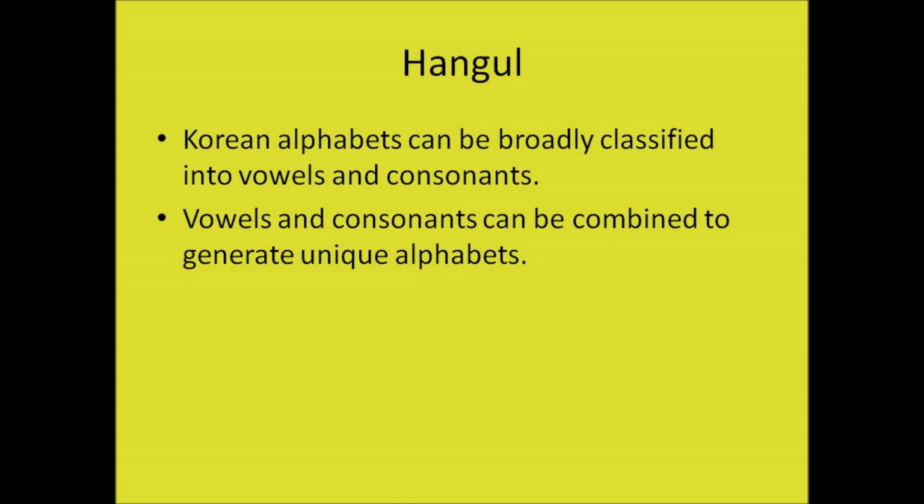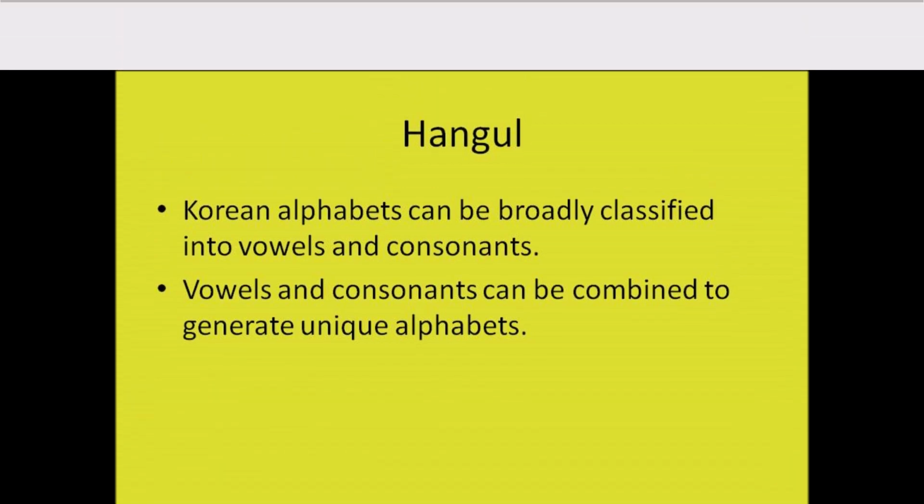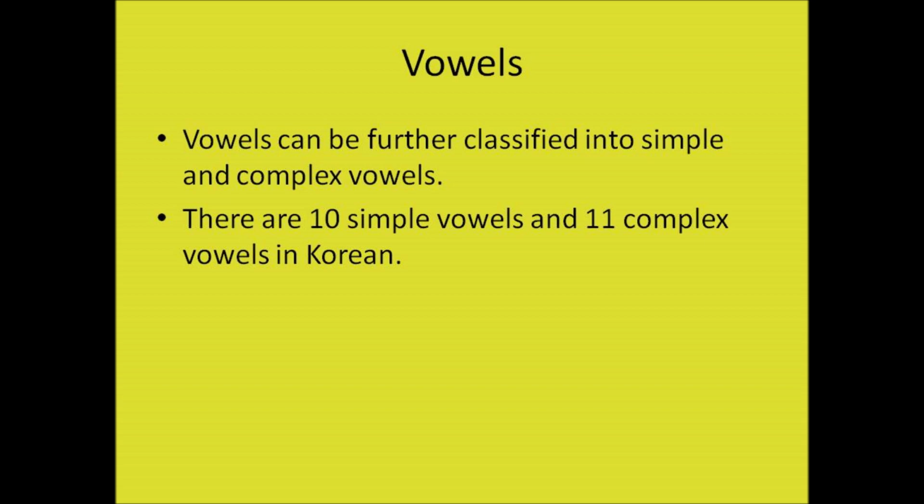Korean alphabets can be broadly classified into vowels and consonants. The vowels and consonants can be combined to generate mixed alphabets, which have their own pronunciation, forming the foundation for many Korean alphabets. Korean vowels can be further classified into simple vowels and complex vowels. There are 10 simple vowels and 11 complex vowels in Korean. We will start with the simple vowels first.